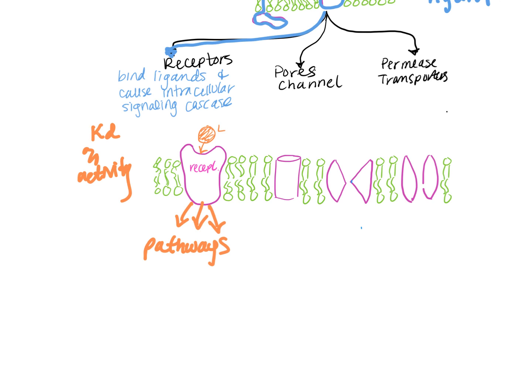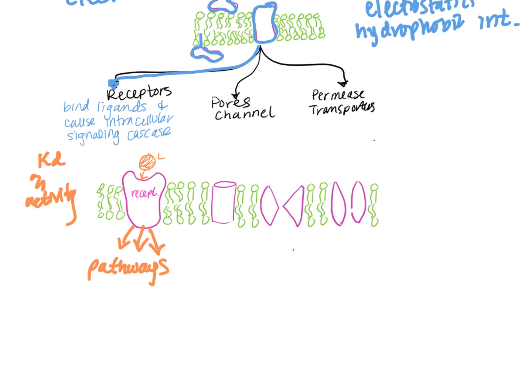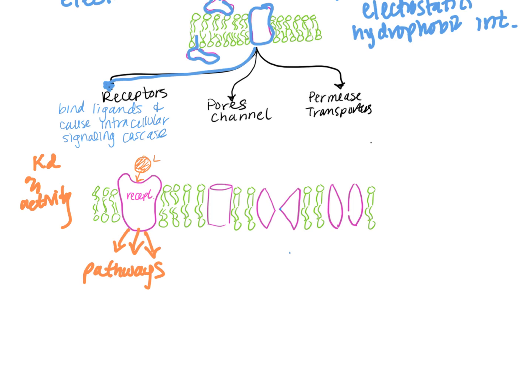All right. Other types of integral membrane proteins are proteins that move things across the membranes. These ones here are our transport proteins, whereas receptors don't move anything across the membrane. Okay, so in the transport protein category, there are two big categories. They're called either pores or channels.